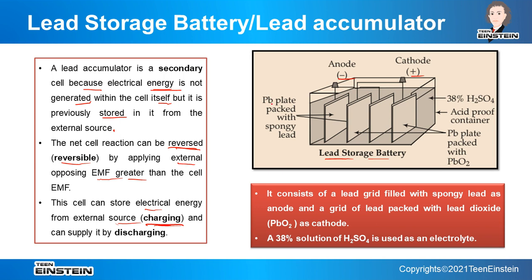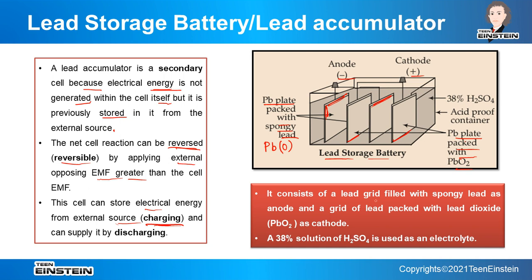So here, lead plate or grid packed with spongy lead, that means here we have only lead, oxidation state 0. If this is Pb, then that is the alternative plates, that is this one and this one. These two are Pb plates packed with spongy lead. Similarly, if we consider cathode, then this is Pb plate packed with PbO2. So that means now it is this one and this one.